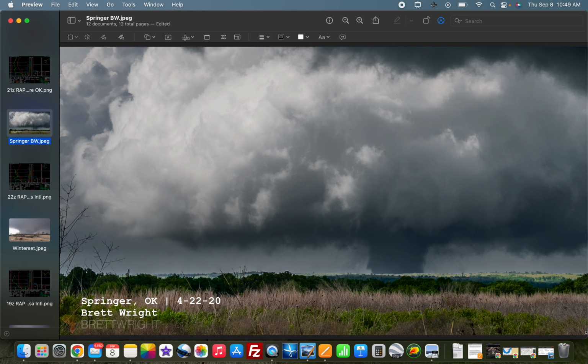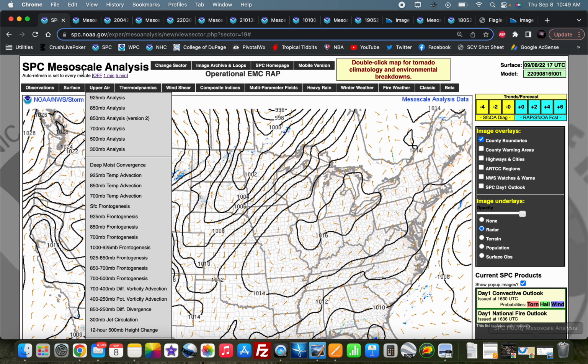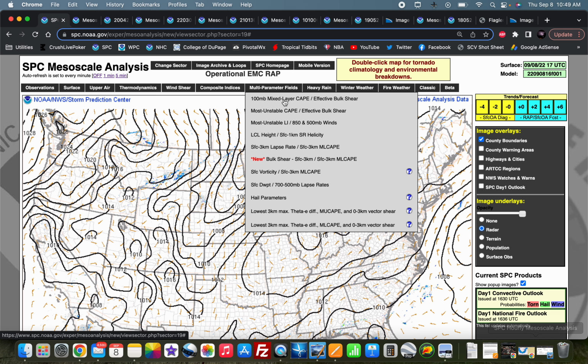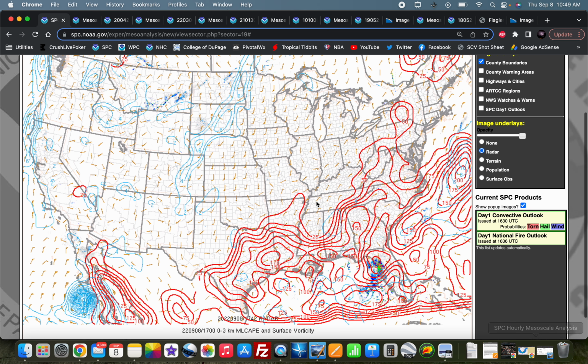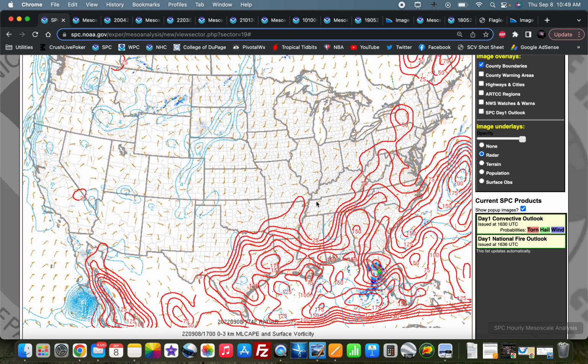So an easier way to look at this is on the SPC page. If you go to the SPC mesoanalysis page and you go all the way to multi-parameter fields, and then go down to surface to 3 kilometer CAPE and surface vorticity here. This is the holy grail product that I like to use basically on every single chase, because wherever you have heightened 3 kilometer CAPE, which are these red contours here, coinciding with strong low-level vorticity or surface vorticity here, which are these blue contours, whenever those coincide, you have a better chance for supercells in that environment to produce tornadoes.